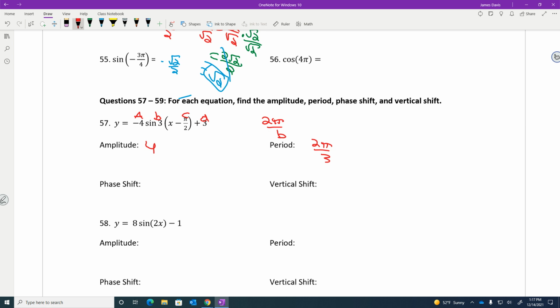And then the phase shift is the left and right. So that's inside here. So remember, it's opposite. So it's actually pi over 2. And then the vertical shift is outside here. It's 3.